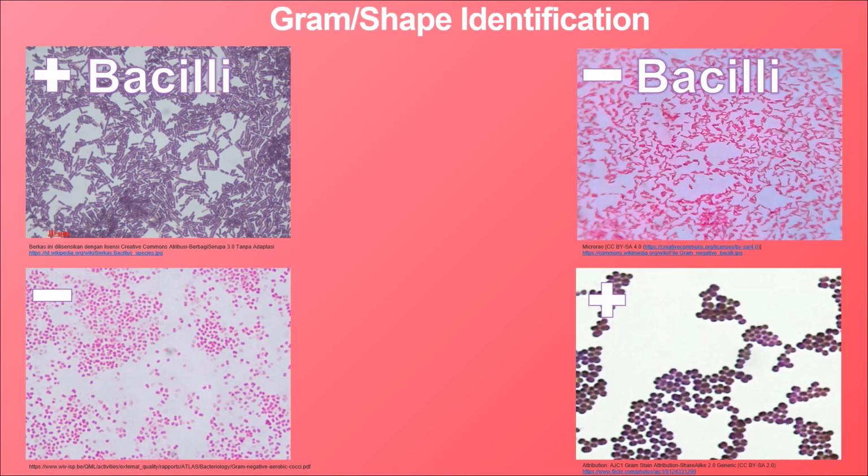Well, in this case, we have cocci. So you can see in this one that we have these spherical or round-shaped bacterium there. And then finally, on the bottom right, what shape are these? These are also cocci, and you can see that these have this lovely defined round shape there.